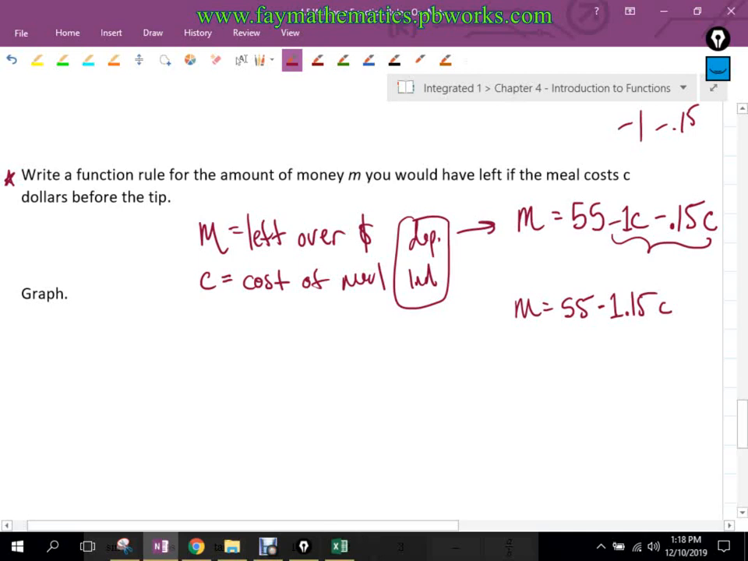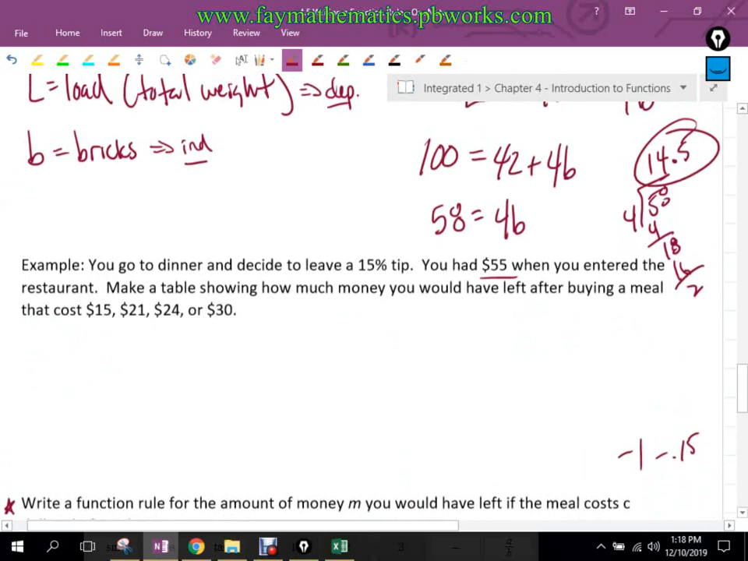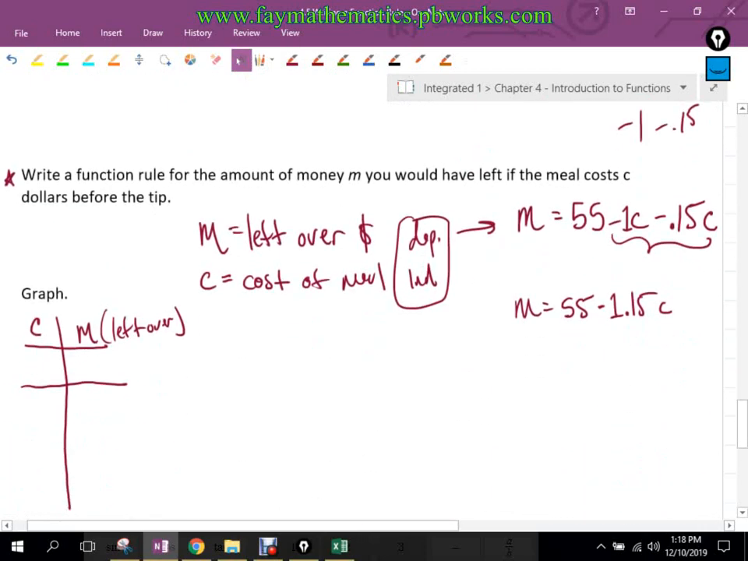Now, what they want you to do is write a table for certain situations. They want you to figure out how much money you have left over. I think M is maybe a bad letter to use to refer to leftover. So, money left over based on the cost of my meal. If we go up to the top, there were 4 prices, 15, 21, 24, and was it 30?